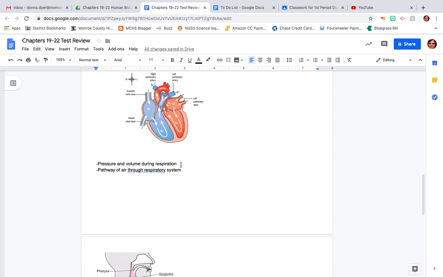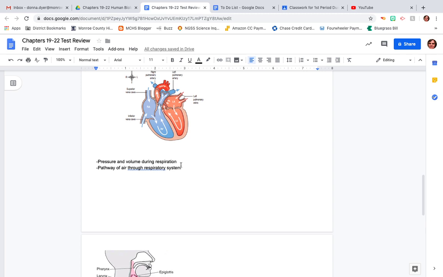When you breathe out, just the opposite happens. The intercostal muscles and diaphragm relax. The volume in your lungs and your chest cavity decreases. That increases the pressure and pushes the air back out during exhalation.